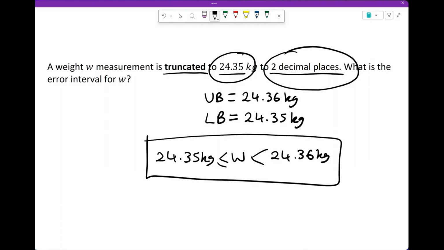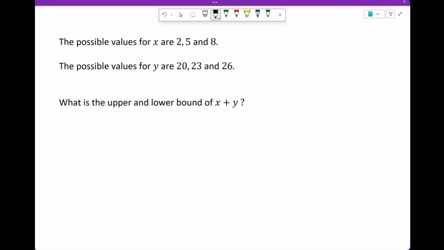Now let's consider bounds for calculations. So we're now going to consider bounds for addition calculations. So let's look at this scenario here. It says the possible values for x are 2, 5, and 8. So they're the only values I can pick for x. And it says the possible values for y are 20, 23, and 26. So they're the only values I can pick for y. Then it says what is the upper bound and lower bound of the calculation x plus y.